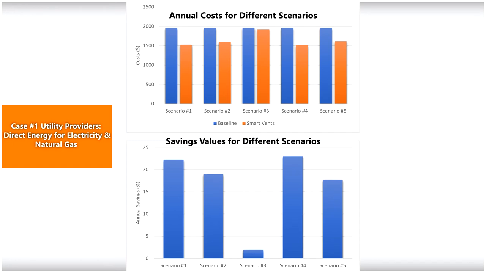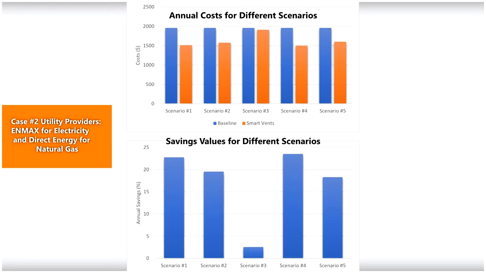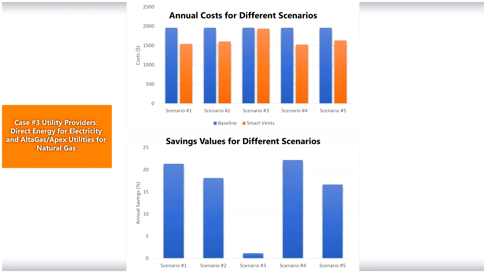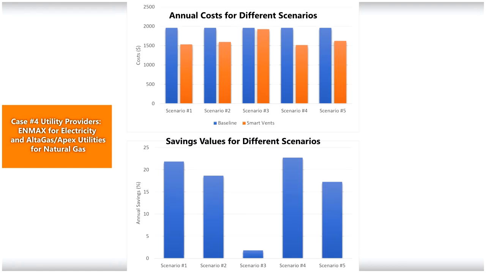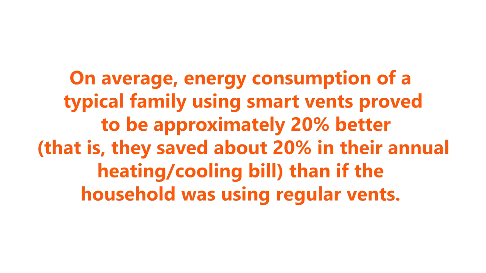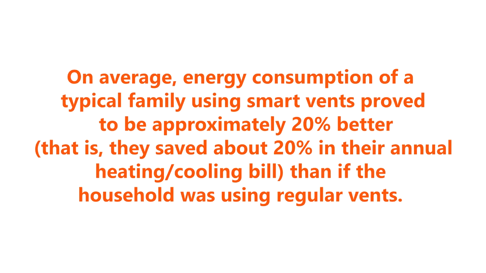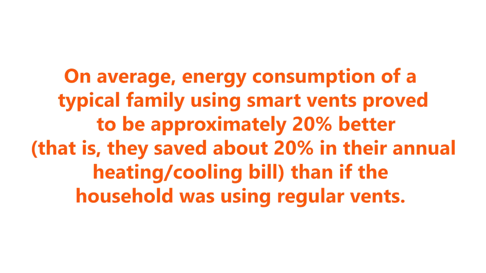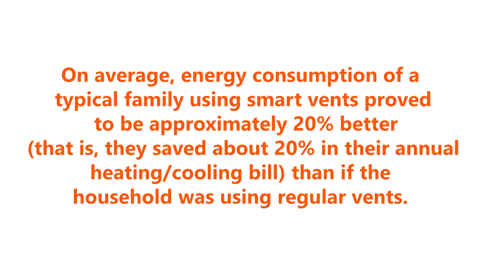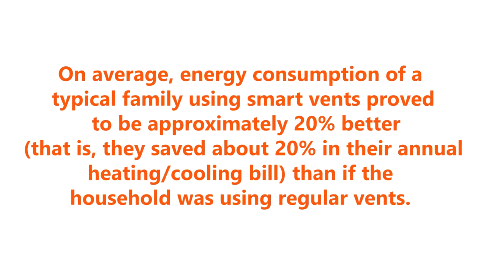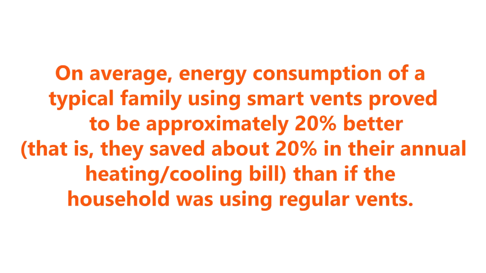Electricity and natural gas rates from different energy providers were used alongside the simulation results to obtain final savings values. There were four cases where each had a different combination of electricity and natural gas providers. As depicted in the plots, on average, energy consumption of a typical family using smart vents proved to be approximately 20% better, that is, they saved about 20% in their annual heating and cooling bill, than if the household was using regular vents.